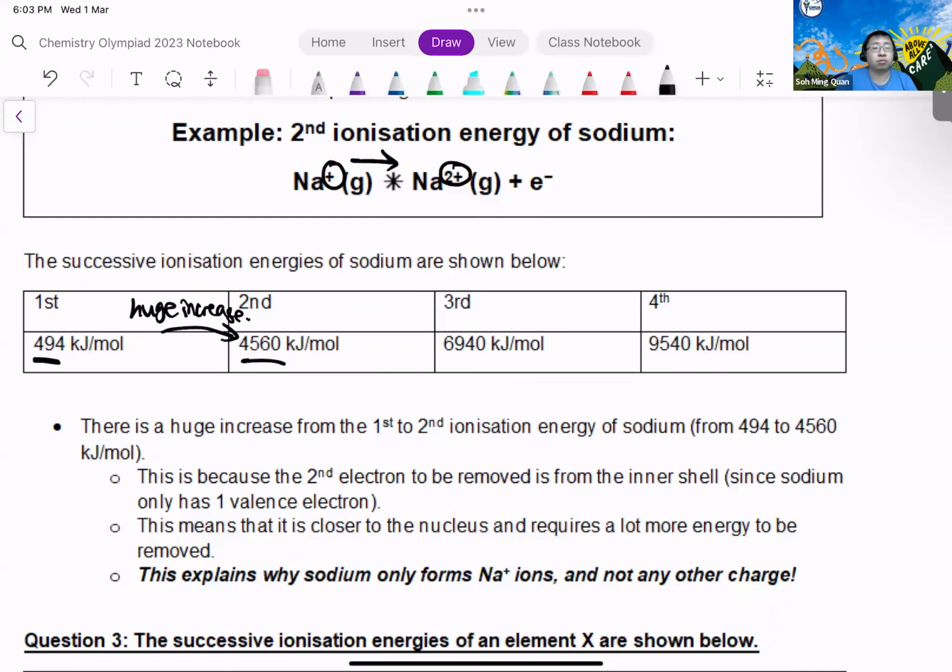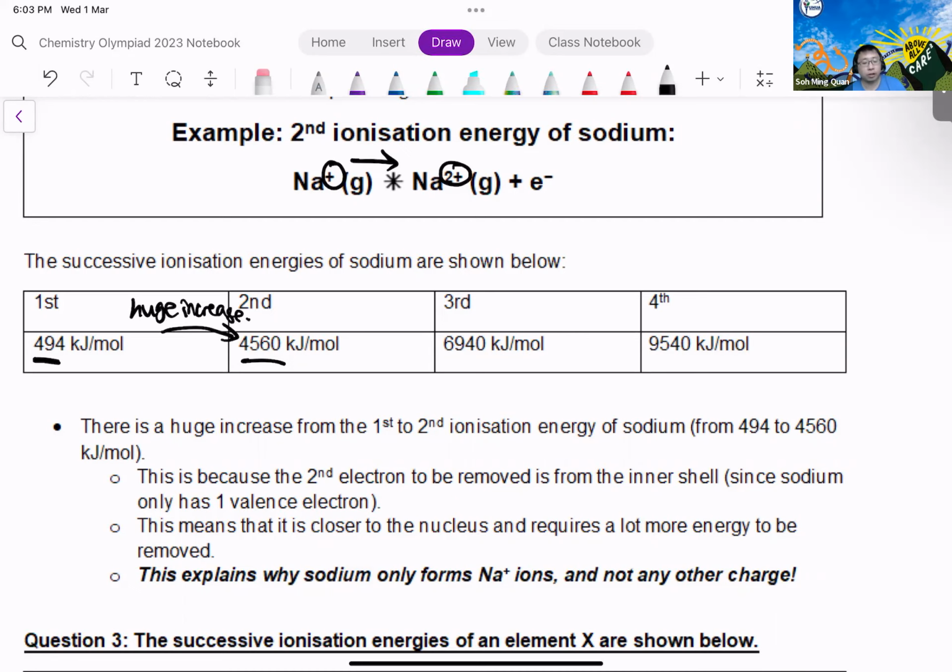Then now you think, if you are sodium, would you even use so much energy? No, you won't. And that explains why sodium only forms Na+. You have never ever heard of Na2+, because sodium needs so much more energy just to lose a second electron. So sodium won't do that. Sodium will just lose one electron and form Na+.